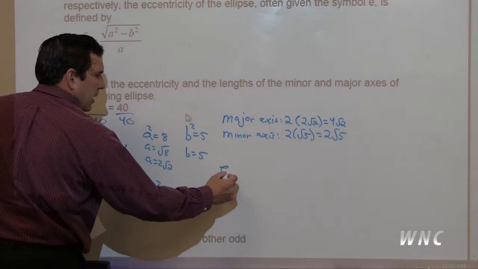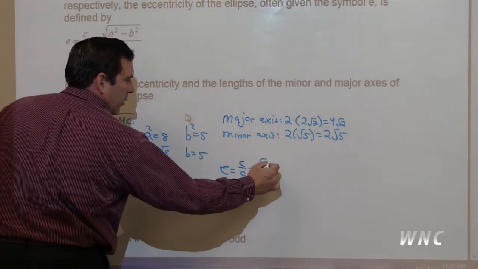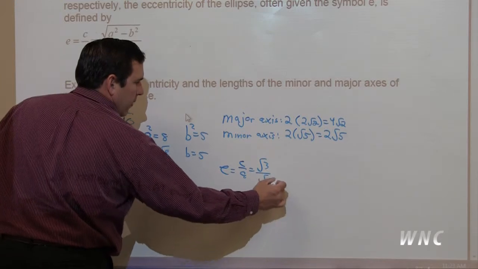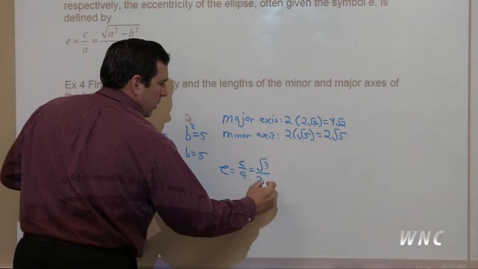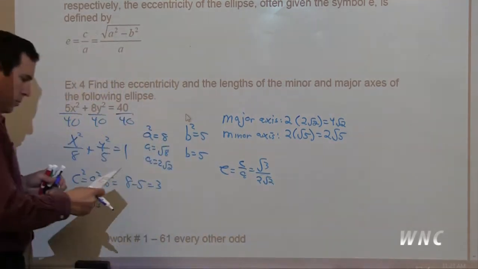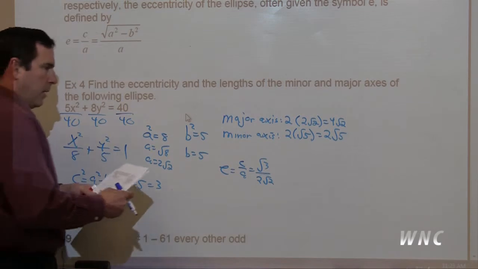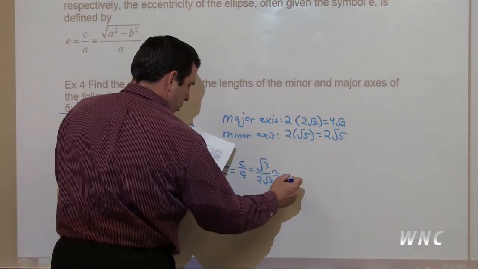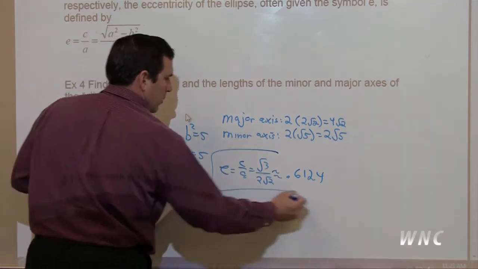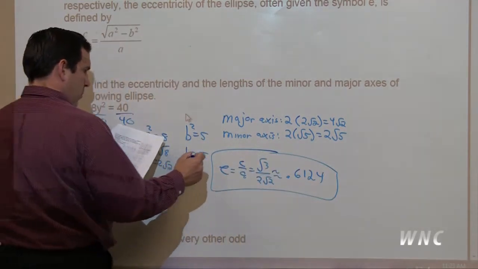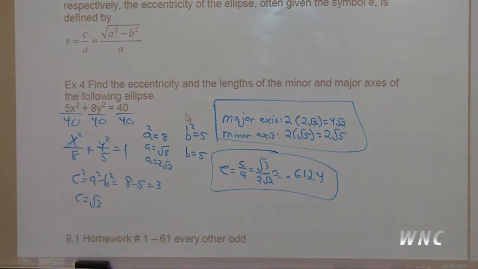Our eccentricity e is going to be c over a, which is the square root of 3 over the square root of 5. No, I'm sorry, over 2 times the square root of 2. And that would work out to be approximately 0.6124. Okay. And that'll do it for 9.1.